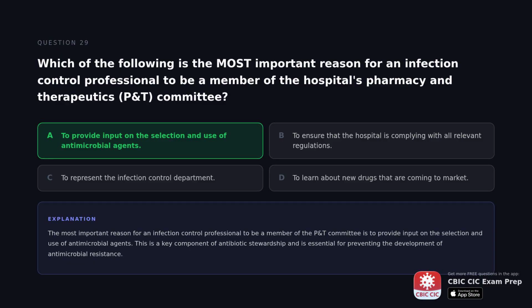The correct answer is to provide input on the selection and use of antimicrobial agents. The most important reason for an infection control professional to be a member of the P&T Committee is to provide input on the selection and use of antimicrobial agents. This is a key component of antibiotic stewardship and is essential for preventing the development of antimicrobial resistance.